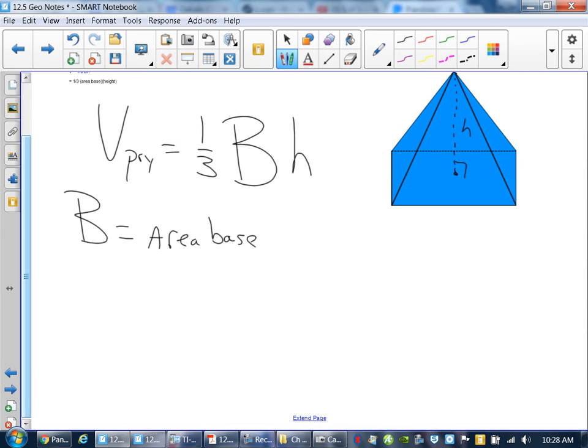Okay. What's the difference between a pyramid and a cone? Do you remember? Yes, you do. A cone has a circle bottom, so it's a circle base. That means big B is always a circle. What's the formula for the area of every single circle? Pi r squared. So volume of a cone, 1/3 pi r squared times how tall it is.